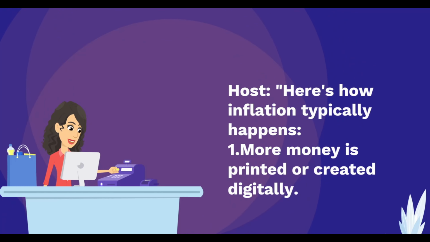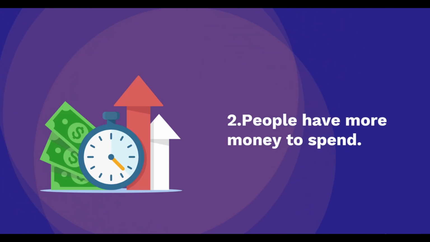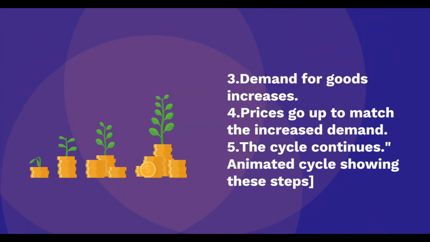Here's how inflation typically happens. 1. More money is printed or created digitally. 2. People have more money to spend. 3. Demand for goods increases. 4. Prices go up to match the increased demand. 5. The cycle continues. Animated cycle showing these steps.